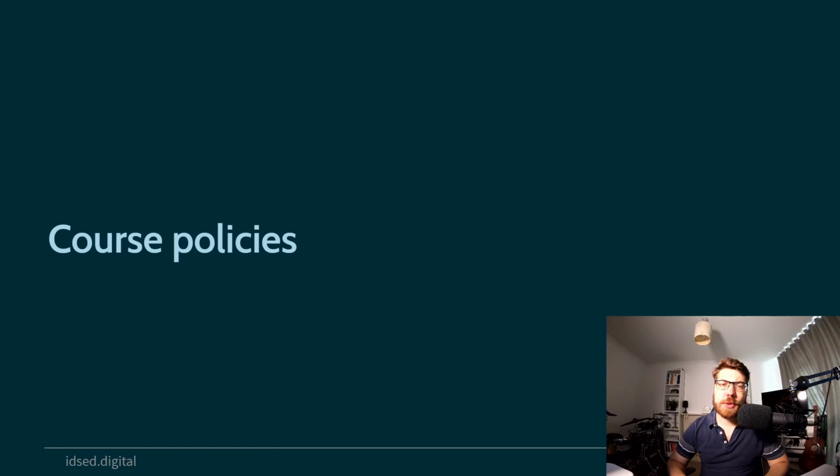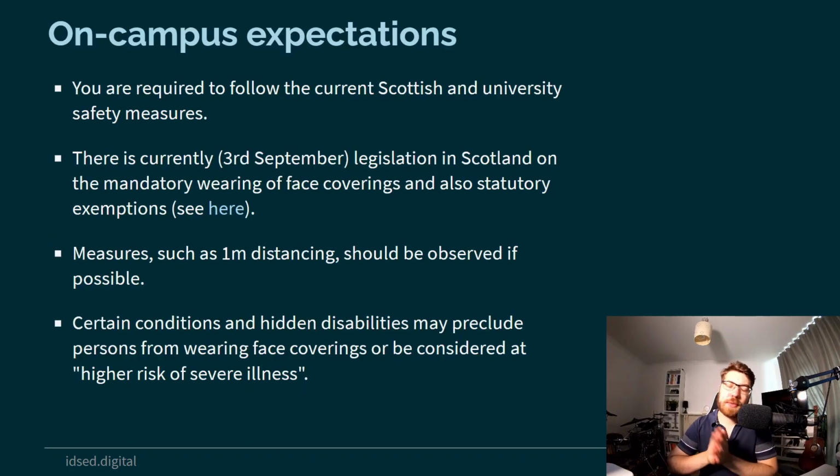So let's now go over some course policies, our expectations and some of the rules around this year. We've obviously had a very different year last year, but this year there are still some things we need to do a bit differently. One of those is abiding by Scottish legal requirements around distancing and masks. Scotland is a little bit different to England. At the time of recording, this was last updated on the 3rd of September, we do still require mask wearing, both at the university and in Scotland as a whole.